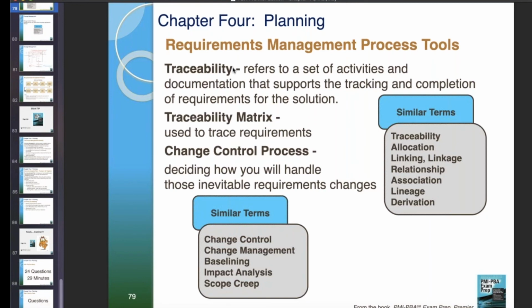So, requirements management tools continued. Traceability. Oh, it's so big. Wait till next time. It refers to a set of activities and documentation that supports the tracking and completion of requirements for the solution. The traceability matrix is used to trace requirements, as we've seen, along with the change control process, deciding how you will handle those inevitable changes to requirements. We see similar terms here: traceability, allocation, linking or linkage, relationship, association, lineage, how something's derived, derivation, scope creep, impact analysis, baselining, change control, change management, etc.